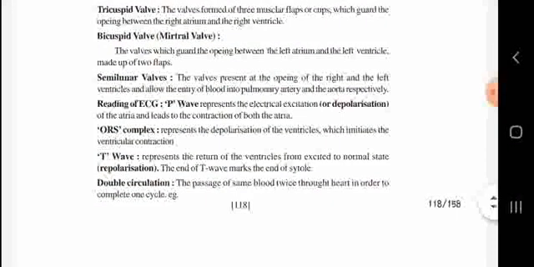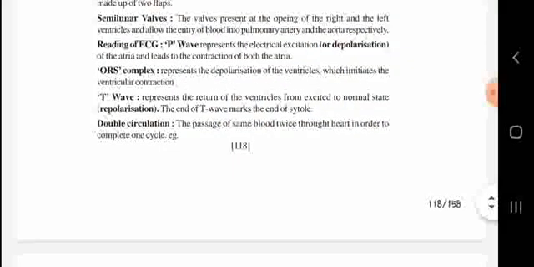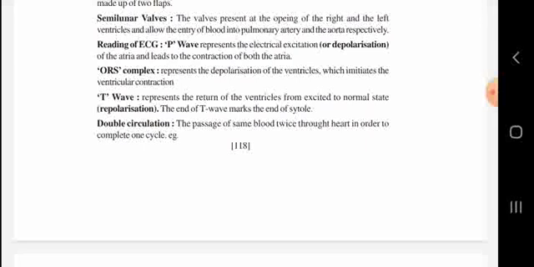And reading of ECG, so P waves represent the electrical excitation or depolarization of the atria and lead to contraction of both the atria. So they tell us about whether it is increasing or decreasing. And QRS complex represents the depolarization of the ventricles, which initiates ventricular contraction. And T wave represents the return of the ventricles from excited to normal state, and the end of the T wave marks the end of systole.